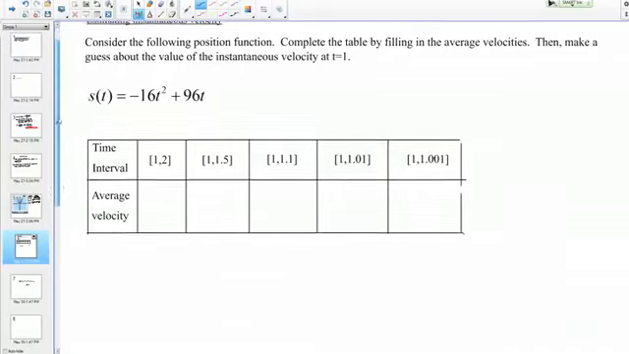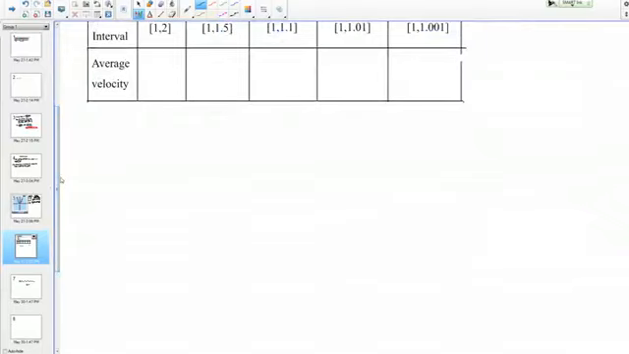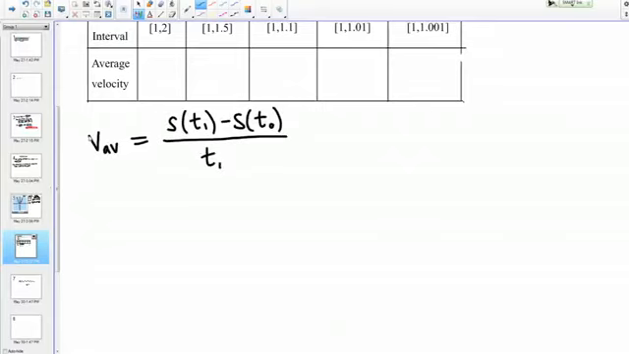So we need to remember how to calculate the average velocity. If you remember, the average velocity is the change in position over the change in time. Often we use this notation, average velocity, and that's going to be the change in position, which is s of t1 minus s of t0, over t1 minus t0. And t sub 1 and t sub 0 just represent the two different time points that I'm looking at. Okay, so let's start calculating.